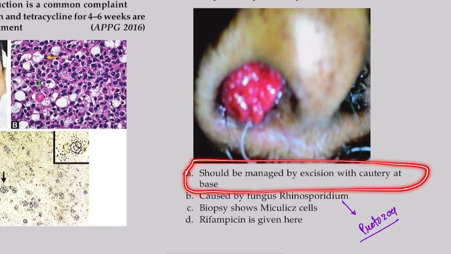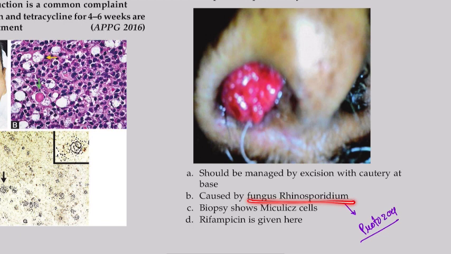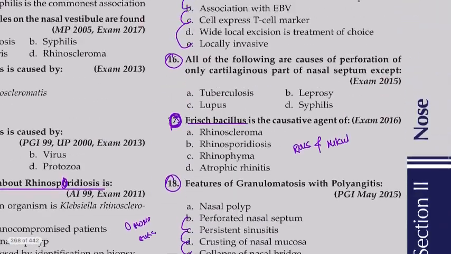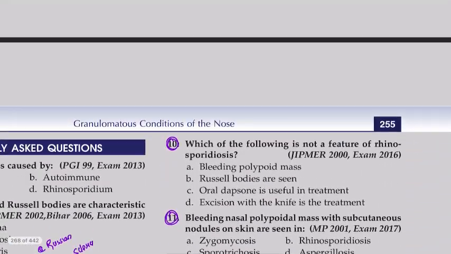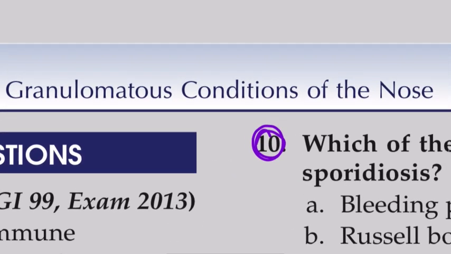Here you can see it, and it should be managed by excision with cautery at the base, right? It is caused by fungus Rhinosporidium, no, it is not caused by fungus. Biopsy shows Mikulicz cells, no, that is in rhinoscleroma. And rifampicin is given here, no, here the medical management is dapsone, right? So these are all the questions from granulomatous conditions of the nose.